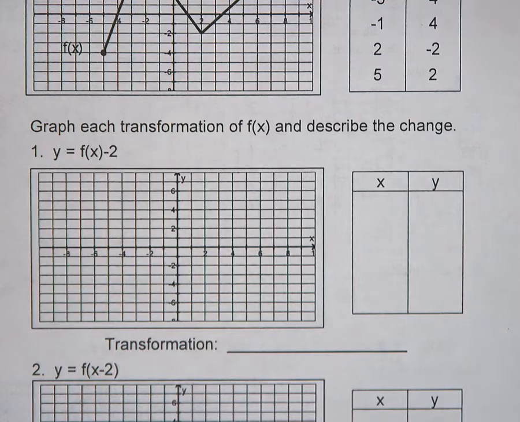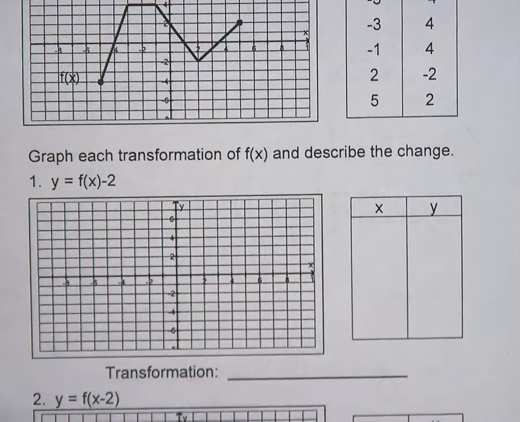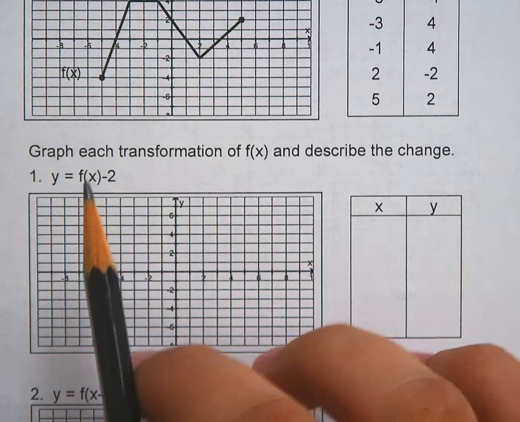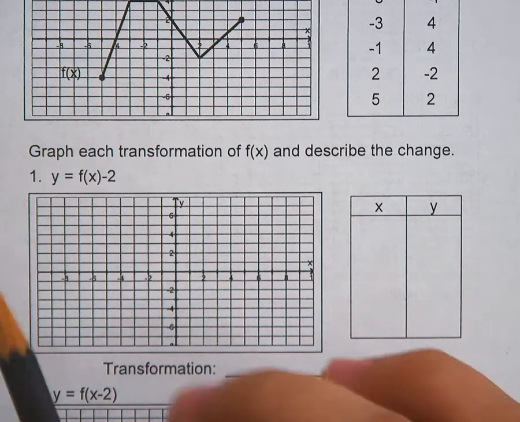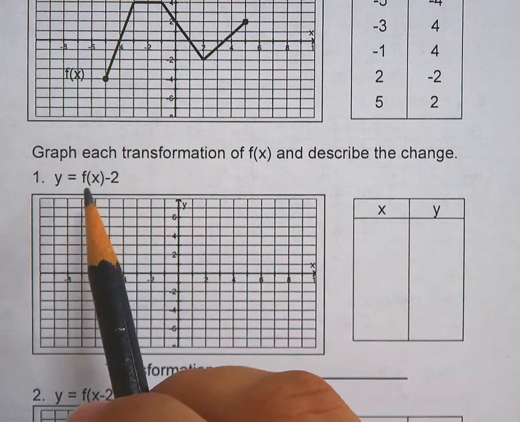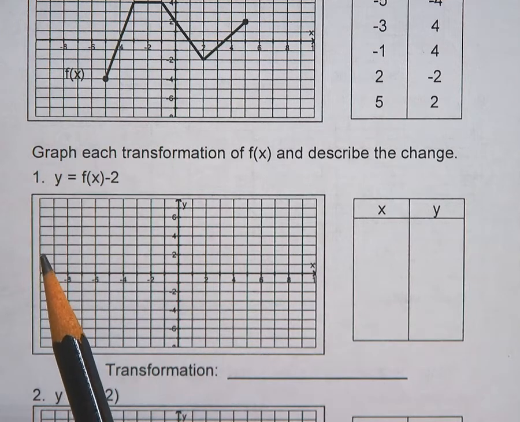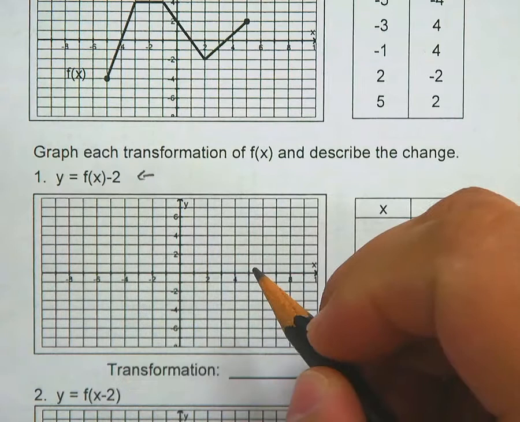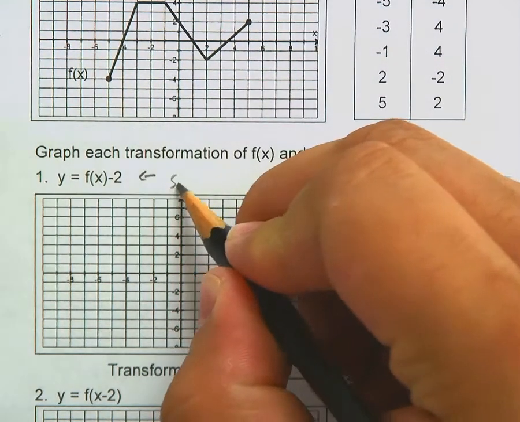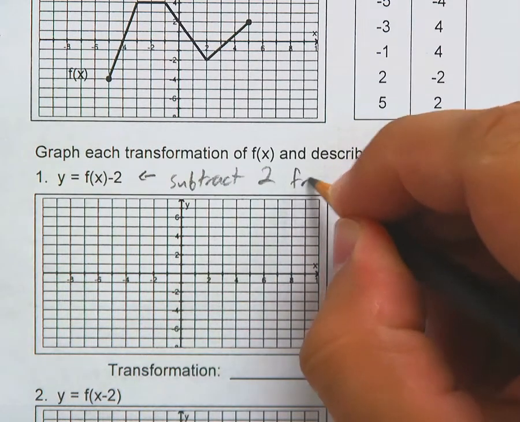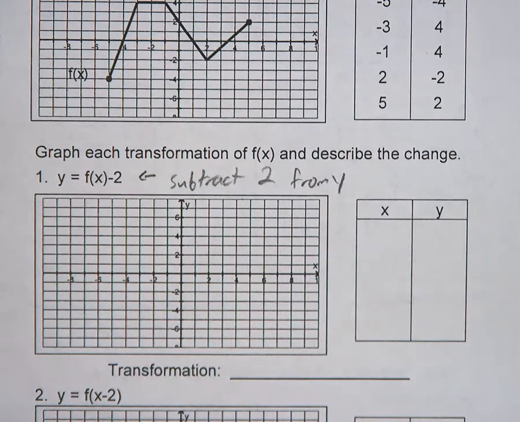So there's a couple of things I want you to kind of get from this. On number 1 here, we're taking y is equal to f of x, and we're subtracting 2. F of x minus 2. Now, if you think about that, we said that f of x is your y value, right? And then you're subtracting 2. So wouldn't this transformation really be subtracting 2 from your y value? That's really what you're doing here. You're subtracting 2 from y.